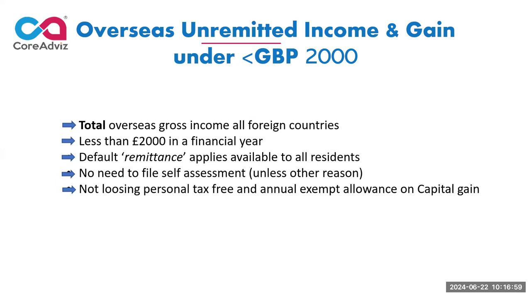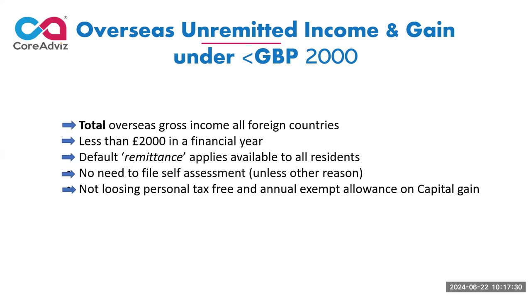And if you're not bringing that money to the UK, you do not have to claim. It applies as a default remittance rule to all residents. No need to file a tax return either, unless you have another reason. So if you have just this income below £2,000 and just salary, no need to file a tax return. Again, if your total salary is below £100,000, because if there is another reason to file a tax return, like having more than £100,000, then you have to file a tax return in the UK. And also there's a good advantage: you're not going to lose personal tax-free allowances in this case.